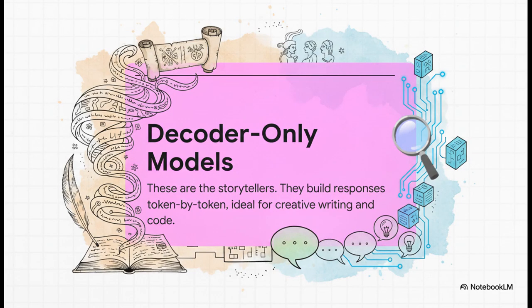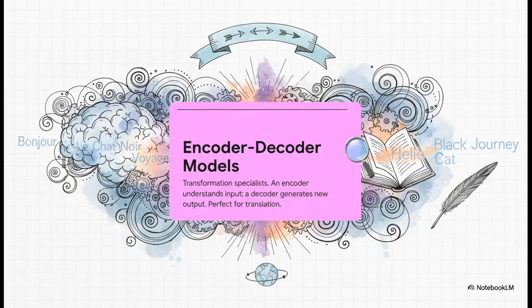All right, let's zoom in on decoder-only models first. These are the storytellers of the AI world. They literally work from left to right, building a response one little piece at a time. They predict the very next token, which you can think of as a word or even part of a word, based on everything they've said so far. It's this continuous, flowing process that makes them feel so natural for things like creative writing, generating code, or just having an open-ended conversation.